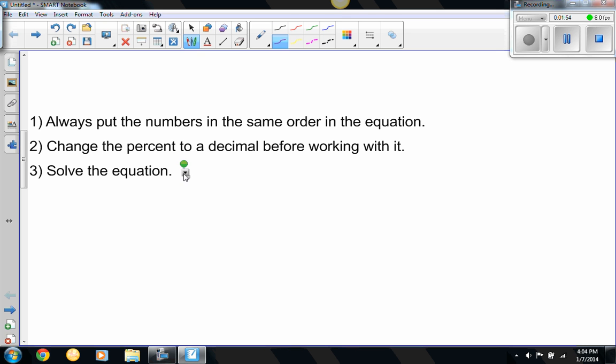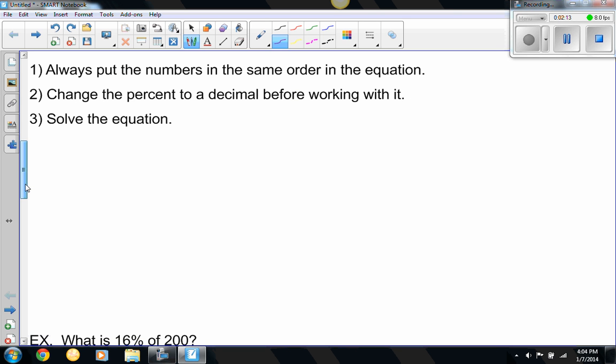Once you have it in your equation the correct way, you need to make sure that you change the percent to a decimal before you try to work with it. You have to get rid of the percent sign, and then once you get rid of that, you can go ahead and solve it. So those are your three main steps, but remember that each question is going to look just a little bit different.